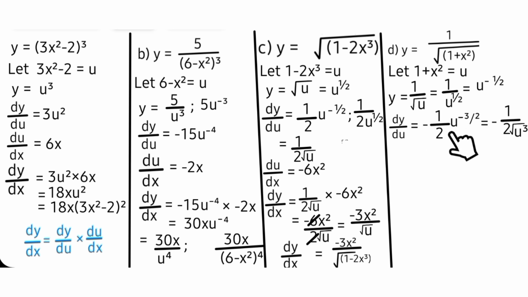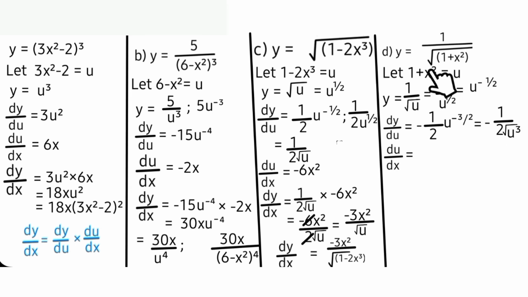We have minus 1 over 2. Bringing u raised to power minus 3 over 2 down gives root u raised to power 3. So our dy over du is minus 1 over 2 root u raised to power 3. Let's differentiate x. That is du over dx: differentiating x squared gives 2 times x, then the power of x here is 2. We say 2 minus 1. So the power of x here is 1.